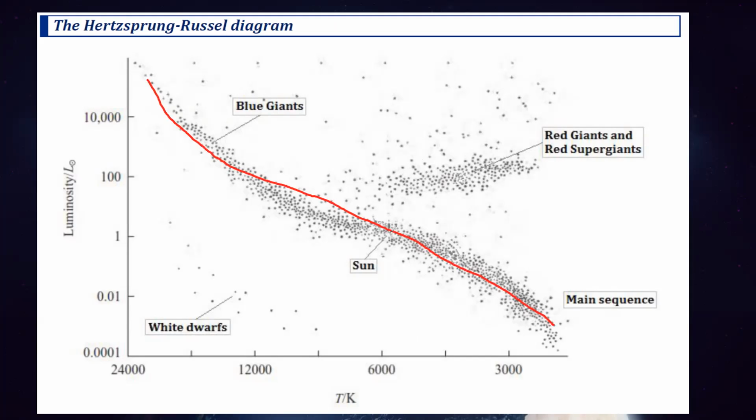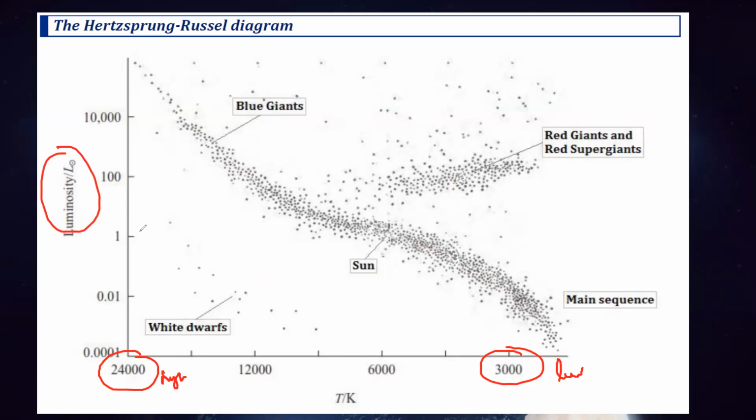Our sun is a main sequence star, then it will turn into a red giant, in this region, then it will turn into a white dwarf. This is the cycle which our sun will follow. This is a Hertzsprung-Russell diagram, which shows the variation. On the x-axis, it starts with high temperature and decreases to low temperature. Luminosity means how much light it emits. So if a star has a high temperature, it will be more luminous.